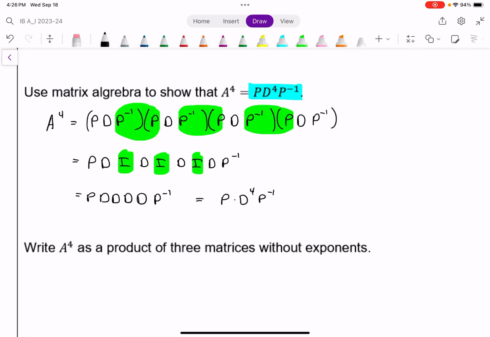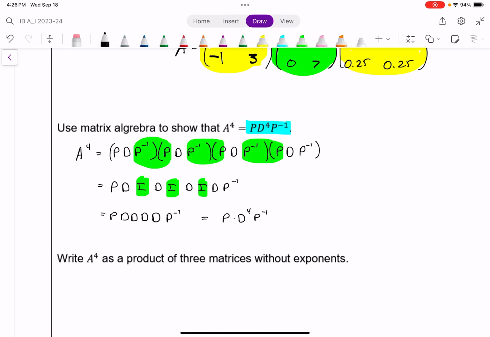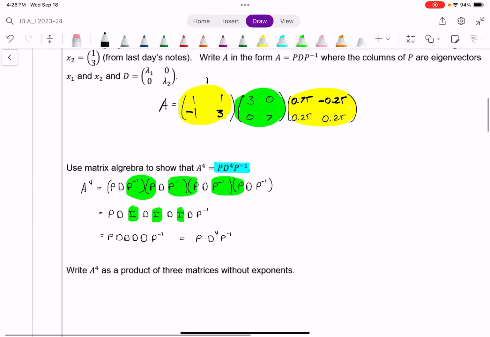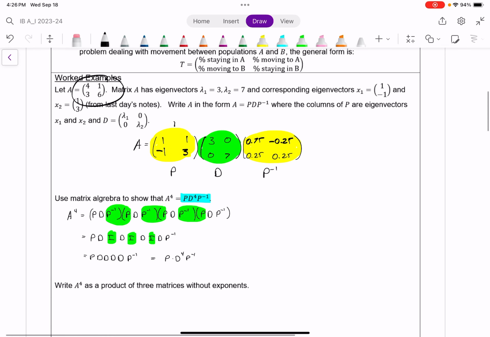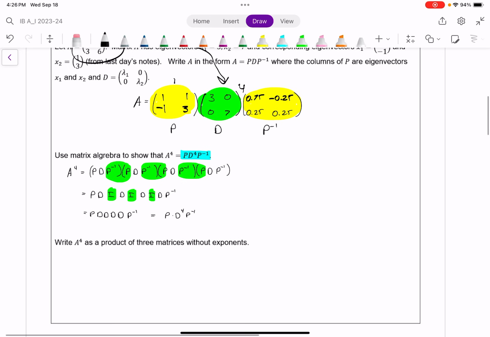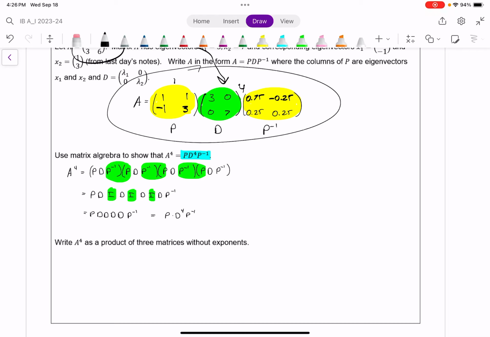So with that said, any square matrix I could write like this. And since we already have this up here, this is P, this is D, this is the inverse of P. If I want to take this matrix here and raise it to the power 4, one way of doing that is to understand that I can just take this and raise that to the power 4. And that's what it says here, right? A to the power 4 is a product of 3 matrices without any exponents. And so I'm pretty much just going to take what I have here.